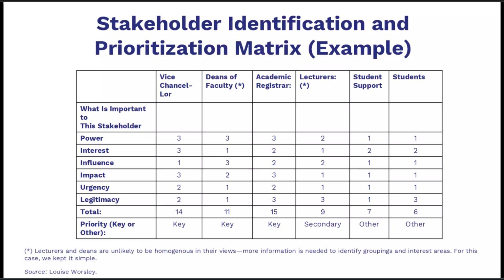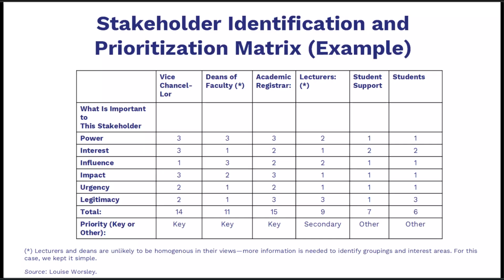Map scores to engagement. Key stakeholders get frequent briefings, early involvement in scope and risk decisions, and clear decision rights. Secondary groups receive regular consults, pilot invitations, and change previews. Other groups receive concise updates and feedback channels. Add what matters to each stakeholder, so messages land. Evidence for leaders, workload clarity for lecturers, service levels for students.